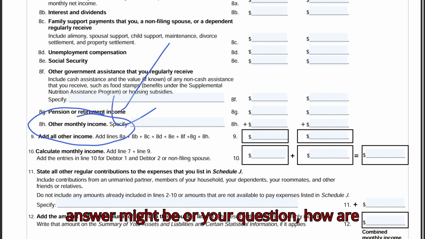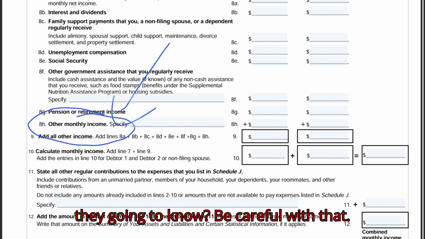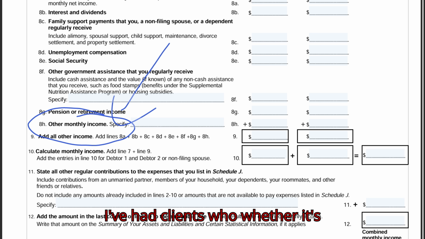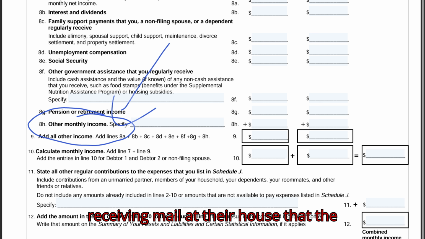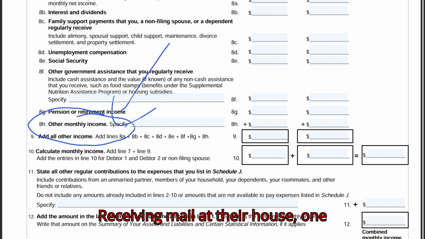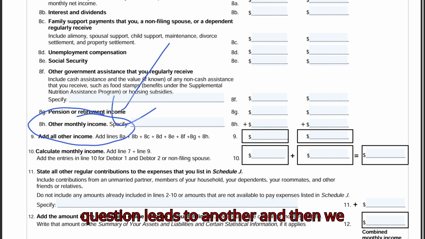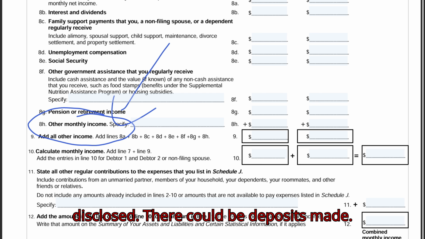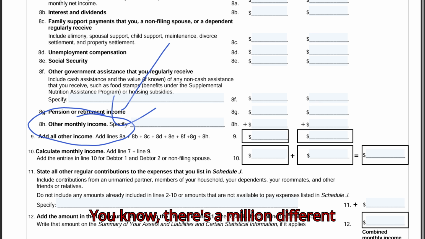Now, your question might be, how are they going to know? Be careful with that. I've had clients where, whether it's receiving mail at their house, the trustee says, why is there a third party receiving mail at their house? One question leads to another. And then we quickly find out that there was a family member renting a room that was never disclosed. There could be deposits made. There's a million different ways to figure that out.